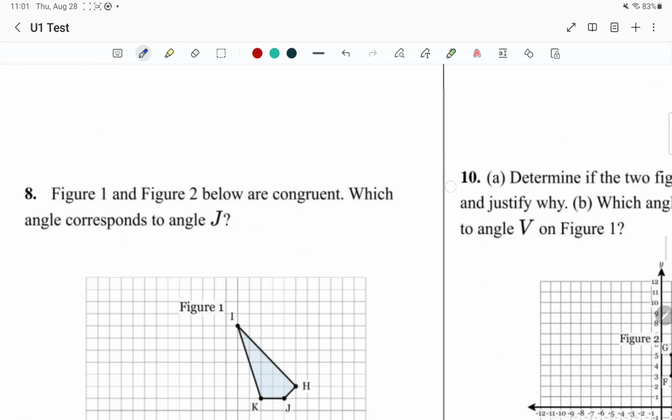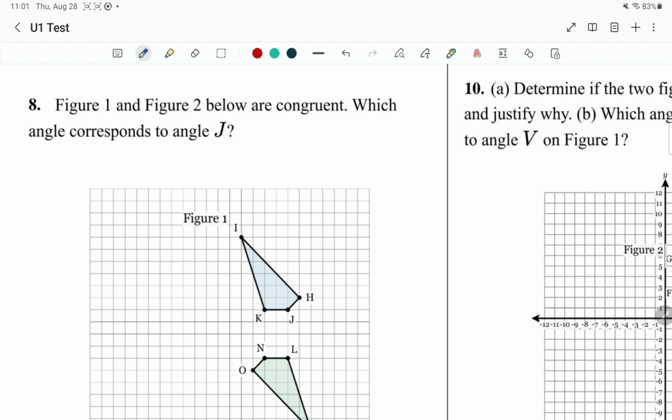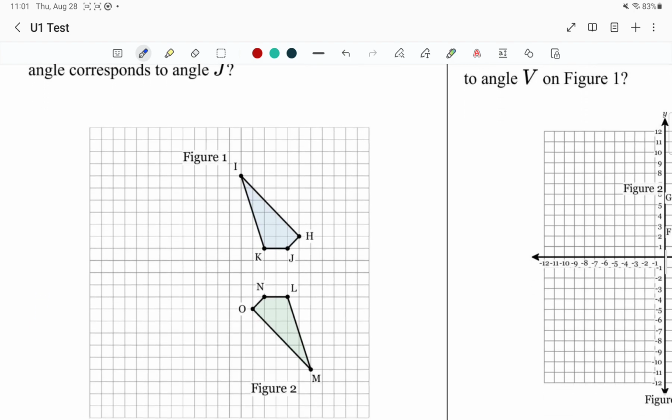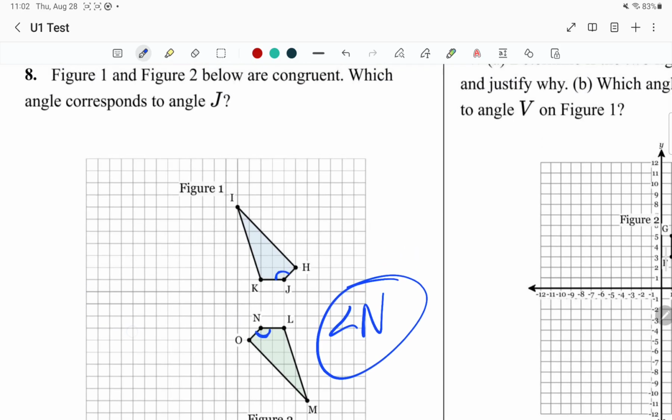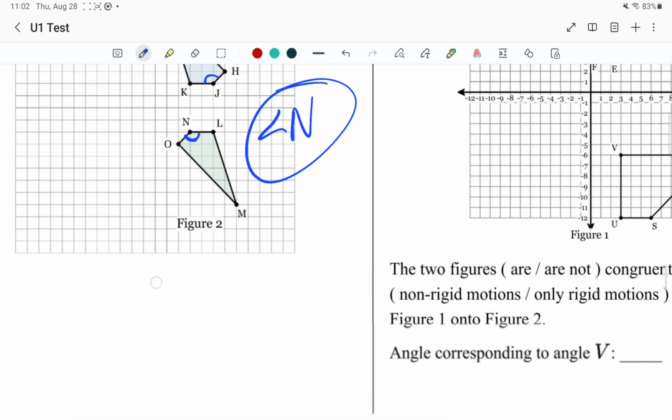Okay. Figure 1 and figure 2 below are congruent, so now they're exactly the same size, same shape. Which angle corresponds to angle J? So there's angle J. I see that it is an obtuse angle, and it is in between two short sides. So I'm going to say angle N goes with angle J. Remember, corresponds just means matching. You're just taking two shapes, and if you could put them on top of each other, which letters would go on top of what?